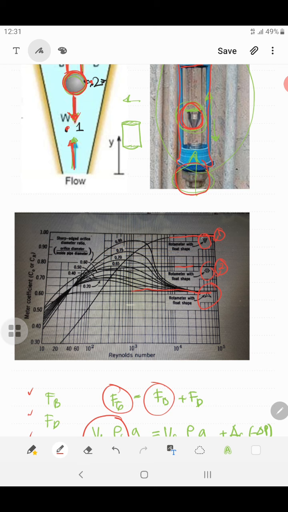Karena di situ ada 3 bentuk yang biasa digunakan, yaitu rotameter dengan shape seperti ini, kerucut terbalik. Kemudian ada yang di tengah-tengah, bentuknya seperti silinder, di atas dan bawahnya terpotong kerucut. Lalu yang di bawahnya lagi bentuknya seperti bintang, bintang 3.